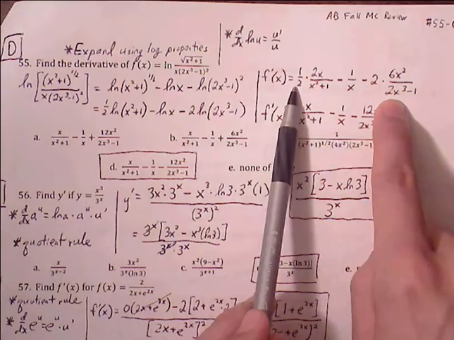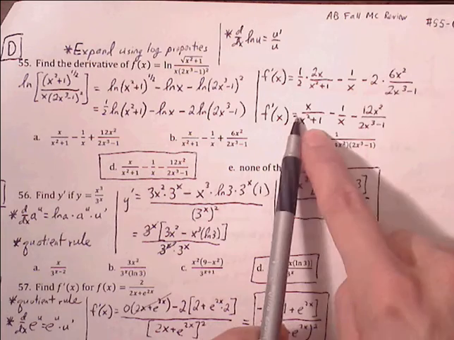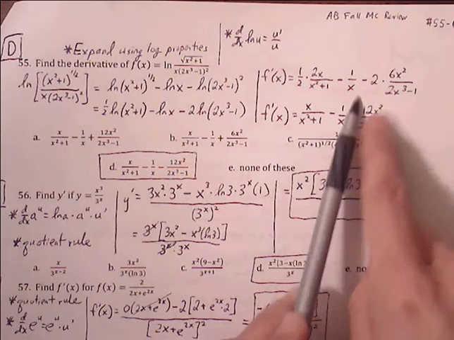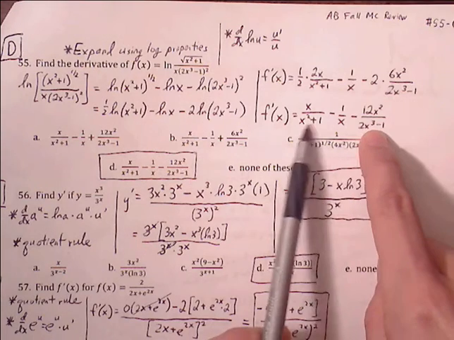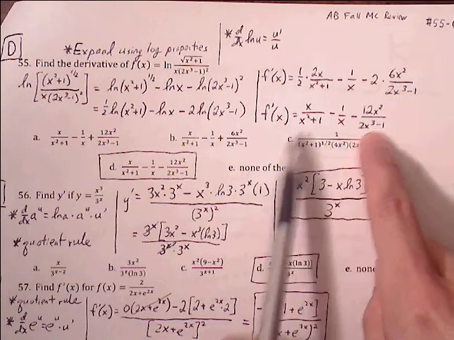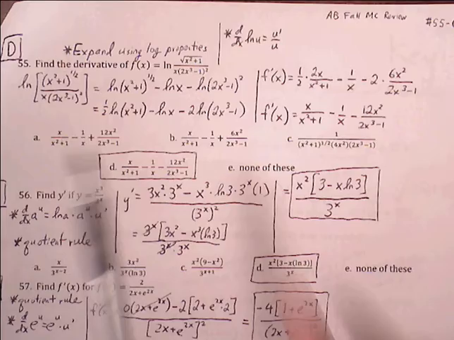And now it's just a matter of trying to clean this up. So the 2's cancel out, and then the 2 times 6 becomes 12x squared over 2x cubed minus 1. And now these three terms, we see we have a match with answer choice D.